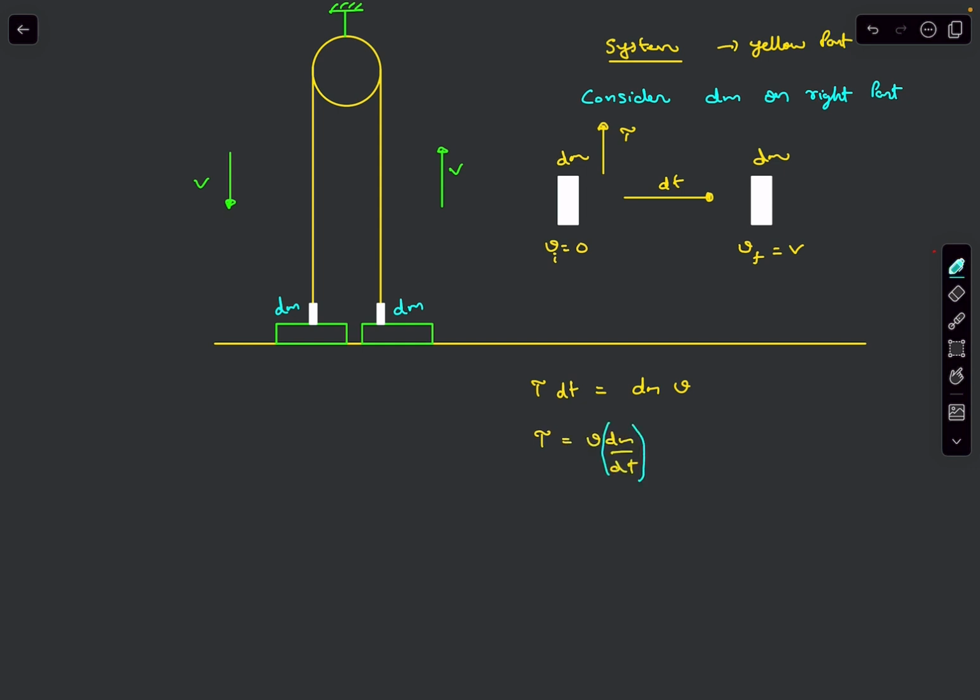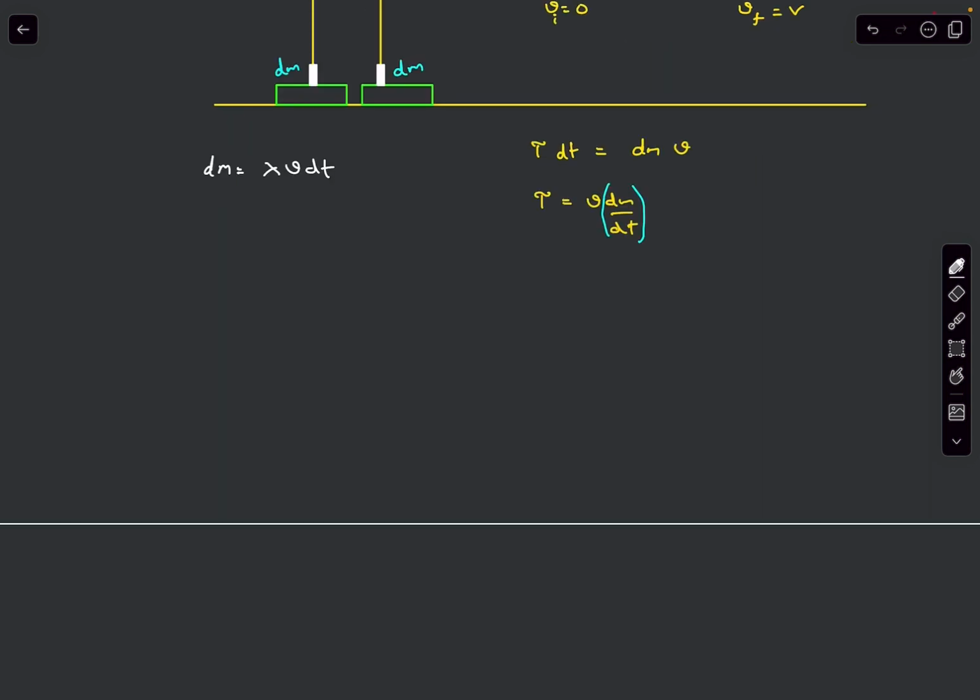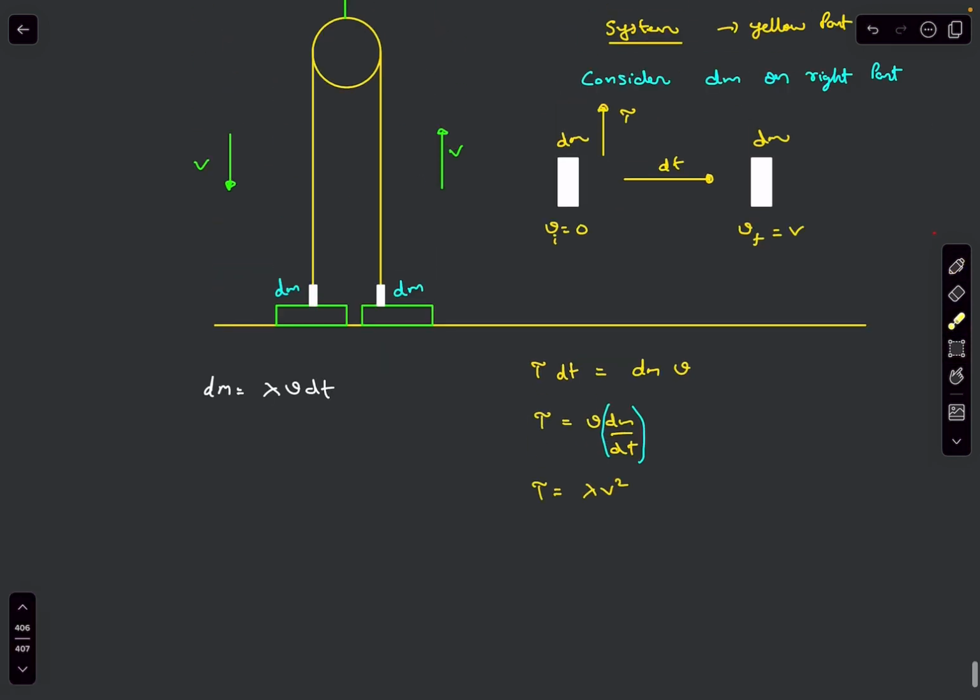And here dm by dt is the rate at which dm mass enters our system. Now dm is the mass of the rope that enters our system in a time dt. As the velocity of the rope is v, in a time dt the rope moves up by an amount of v dt. So the mass that enters the system is going to be the linear mass density times the length, which is v dt. And from here we can see that dm by dt is lambda times v. So at this particular instant, the tension force that is directly above the dm on the right comes out to be lambda v squared.